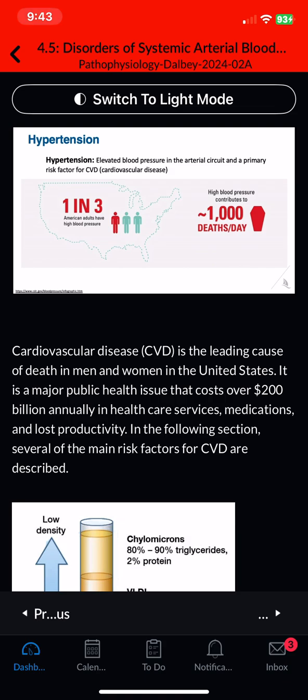Those are startling numbers. But what is really shocking then is to consider that 1 in 3 Americans, or 33%, have hypertension, and it leads to almost 1,000 deaths per day.